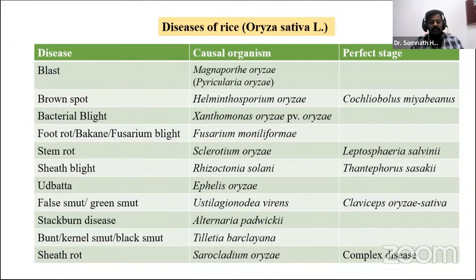stackburn disease, Alternaria padwickii, bunt or kernel smut or black smut, which is caused by Tilletia barclayana, sheath rot, which is caused by Sarocladium oryzae. Some pathogens have perfect stages in their life cycle. Perfect stages are the stages where the pathogen produces sexual spores.